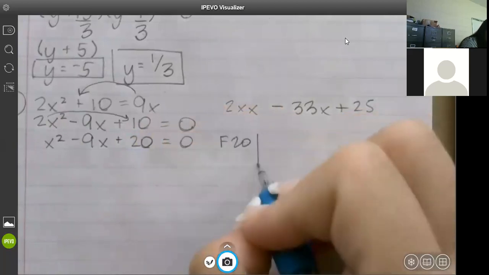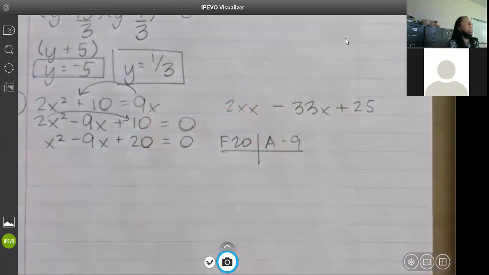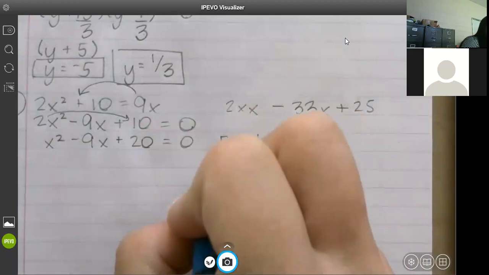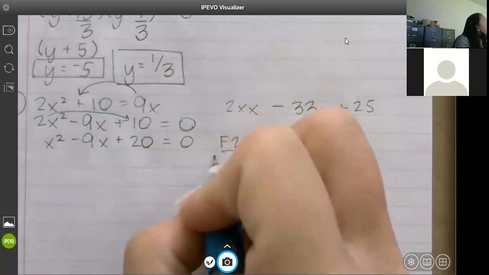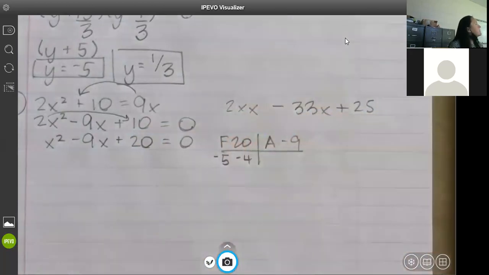That means I need factors of 20 that add to -9. Factors of 20 to add to -9. What kind of 5 and what kind of 4? You are correct. The numbers are right. The signs are incorrect. -5 and -4. Very good.